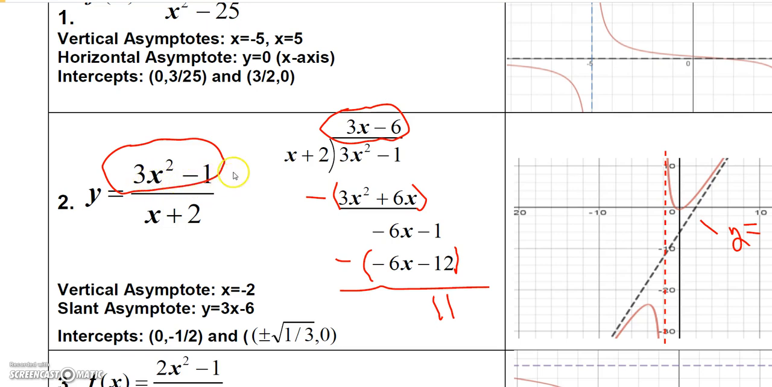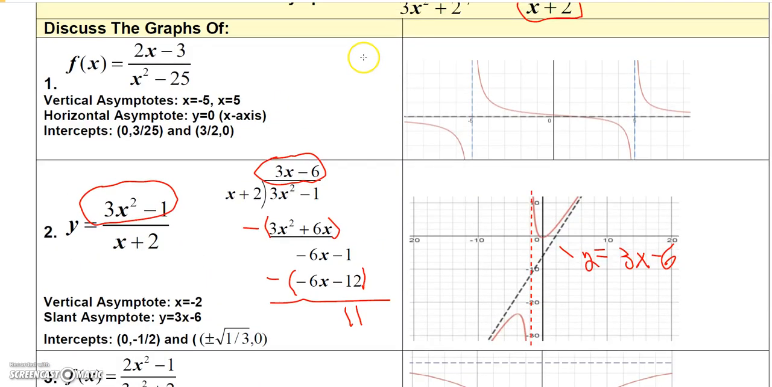You get 3x squared equals 1. Then divide both sides by 3. You get x squared equals 1/3. And then if you take the square root, you get x equals plus or minus the square root of 1/3. So if you look here, notice that right here the graph crosses the x-axis, and also right here the graph crosses the x-axis. So that would be those two x-intercepts, plus square root of 1/3, 0, and minus square root of 1/3, 0. Okay?